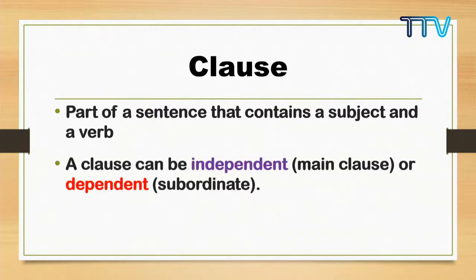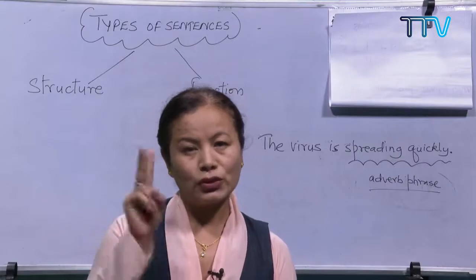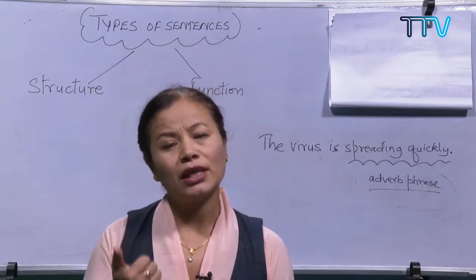A clause can be independent, which is called main clause or principal clause. So there are different names by which we can call it, right? Independent, main, or principal, they're the same. A clause can be independent or dependent. The name itself suggests it: independent means you're free, and dependent means you are depending on something. So dependent or subordinate. The clauses are broadly divided into two, that is independent clause and dependent clause.